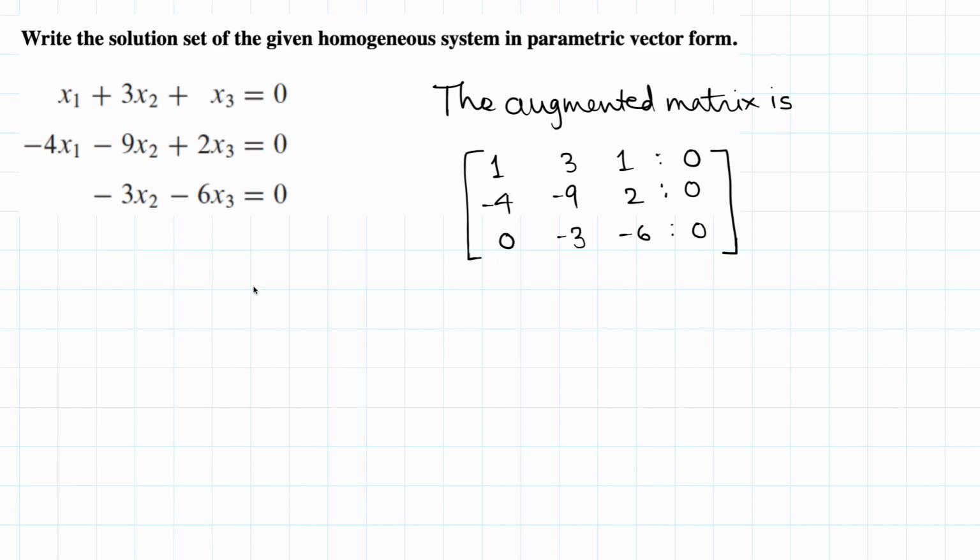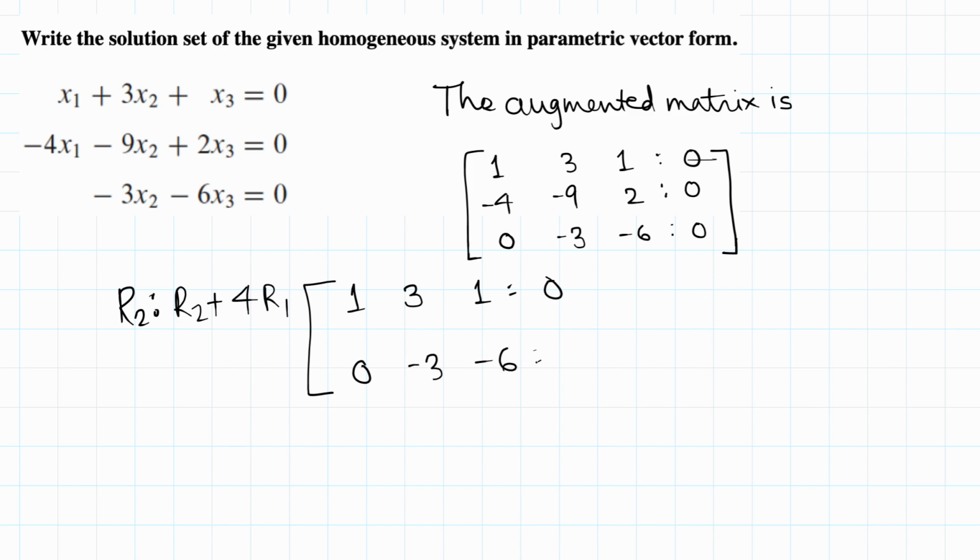So we want to work on R2 such that how do we get 0? Use the pivot row. It's a pivot, multiply this by 4 and add with R2. So R2 plus 4 times R1. We are only changing R2. So 1 3 1 0. The third row 0 -3 -6 0 is still there.